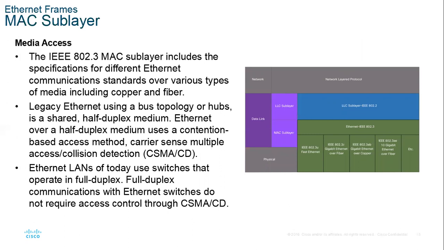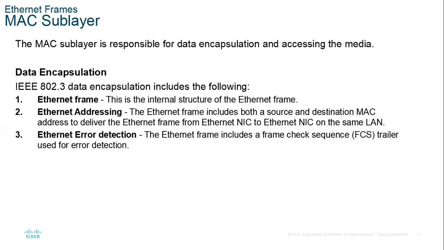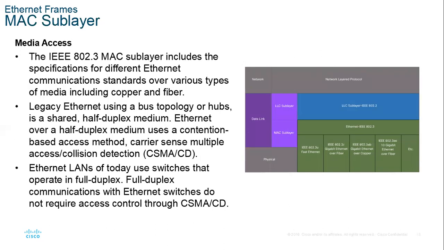Anything here? So we talked about the LLC. For the media access, the MAC sublayer includes specifications for different internet communication standards over various types of media, including copper and fiber. So imagine the point is that you are going to be having your network coming from different means.